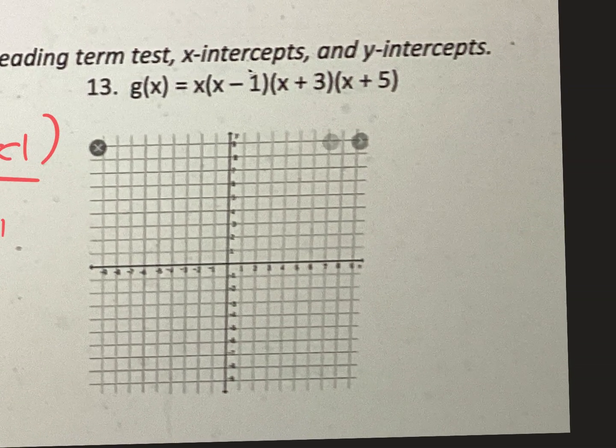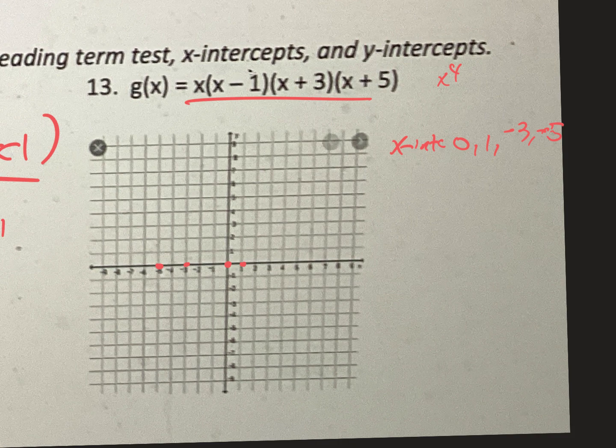Number 13 is already factored for you. So let's go here. X-intercepts, or whatever makes these, are also zeros. So I got a 0, a 1, a -3, and a -5. And that comes directly from those. So I'm going to put a point at 0, at 1, at -3, and -5. Now, because there's 4 x's, there's really x to the 4th, which is even, and there's positive in the front. So both ends are going to go up. And then we got to go through those points.